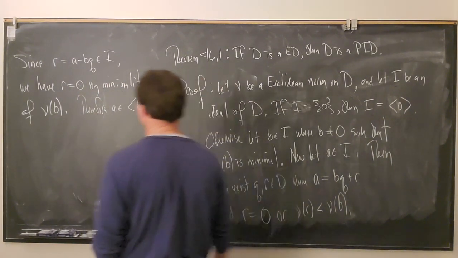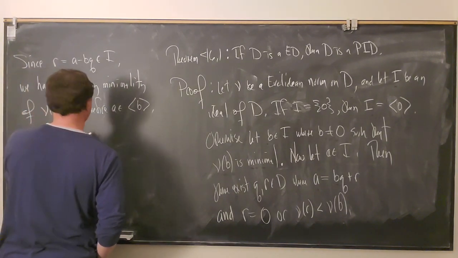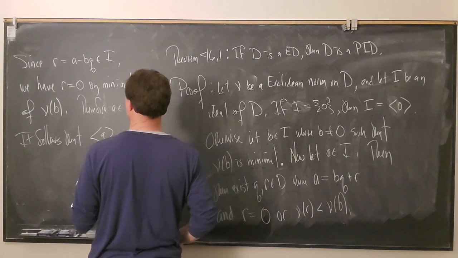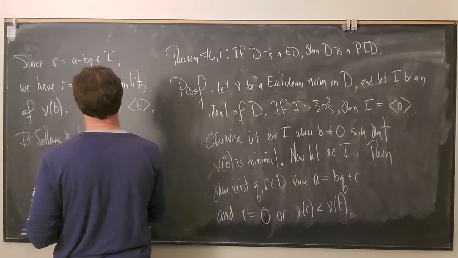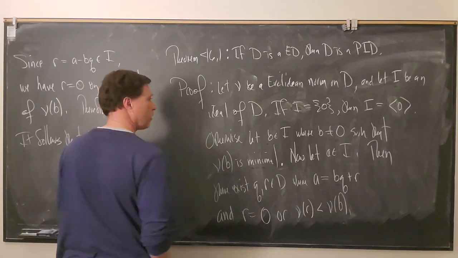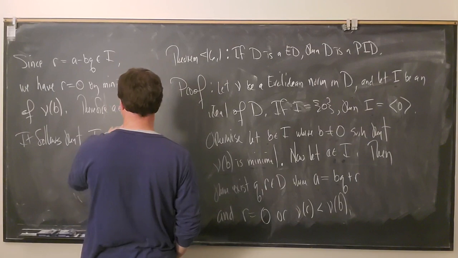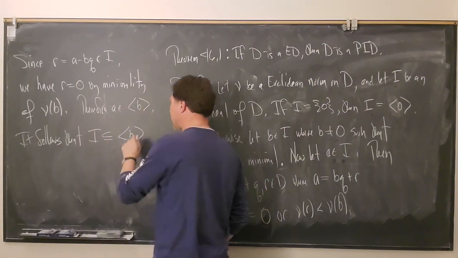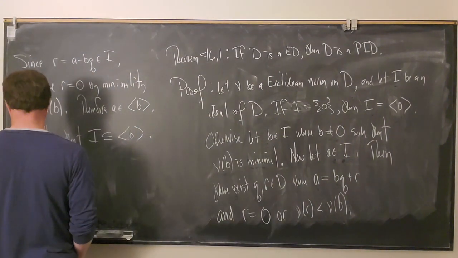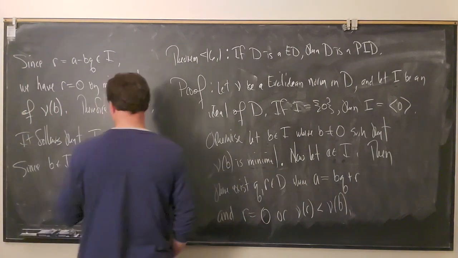So what does that mean? It follows that I, let me just see what I did. I chose somebody in I and showed that it lives in here. So that tells us that I is contained in the ideal generated by b. Since little b is an element of I, we have the ideal generated by b.